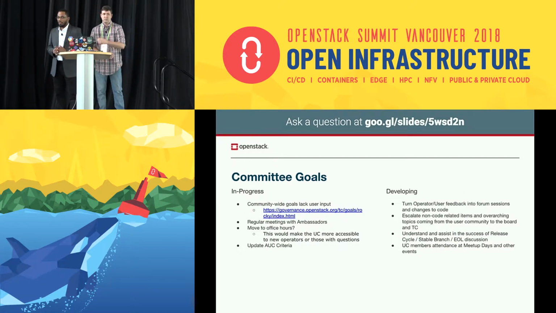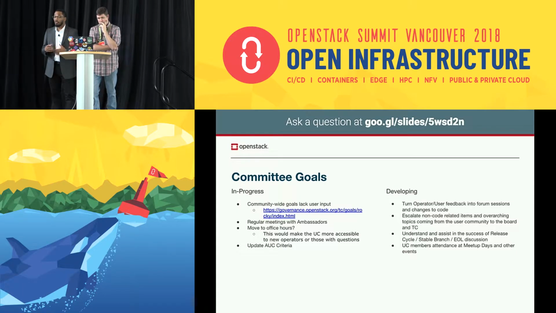So we have some in-progress committee goals, and this year we're very adamant about user feedback. So we're reaching out to our local user groups and our ambassadors to ensure that we're understanding what's happening at the grassroots level. One of the things we've been looking at is the community-wide goals, ensuring that they have some user input, which for the past few cycles they've not had any. We also want to have regular meetings with our ambassadors, and we're working on talking with them this week very heavily. We have a breakfast that's going to happen on Thursday morning.